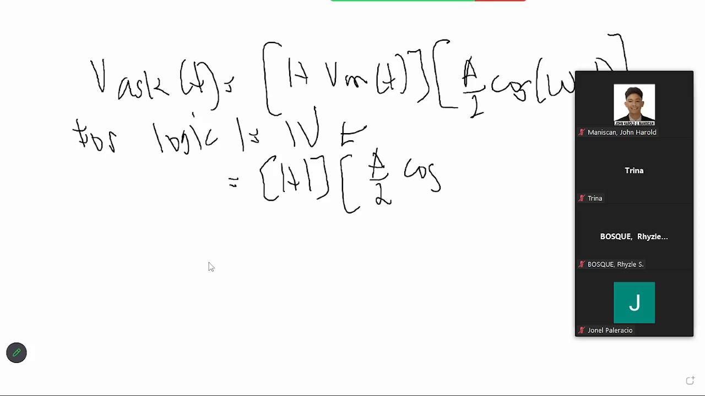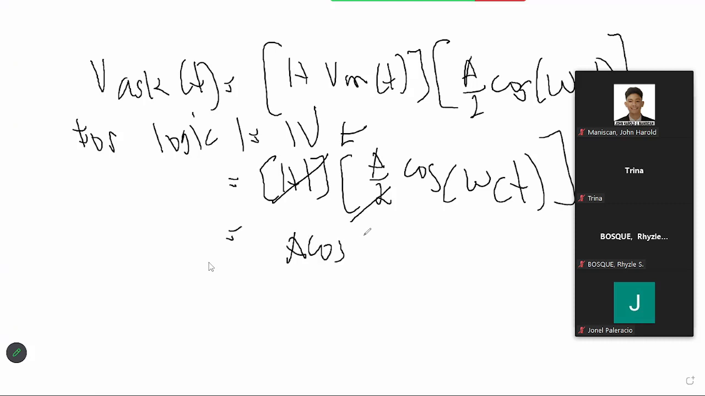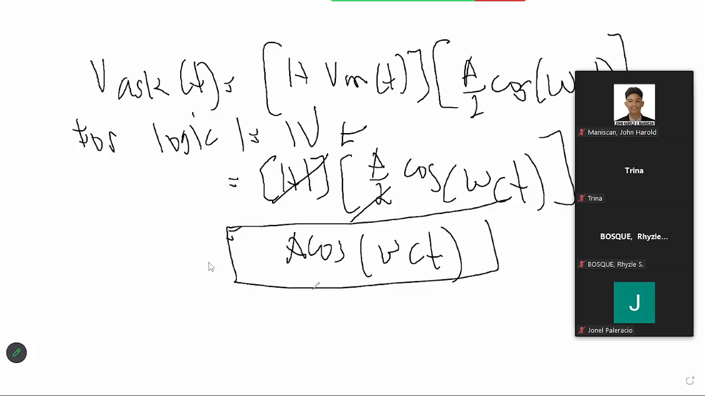Okay? So this will be equal to A sub 2 cosine, ay, may cosine na pala, cosine omega ct. Okay? So this will be equal to 2, this will be cancelled out. So when logic 1, the voltage ASK of t is just equal to A cosine omega ct. Okay? That is for logic 1.